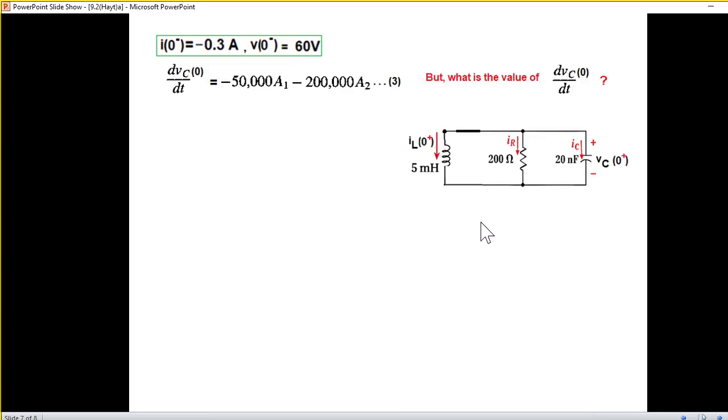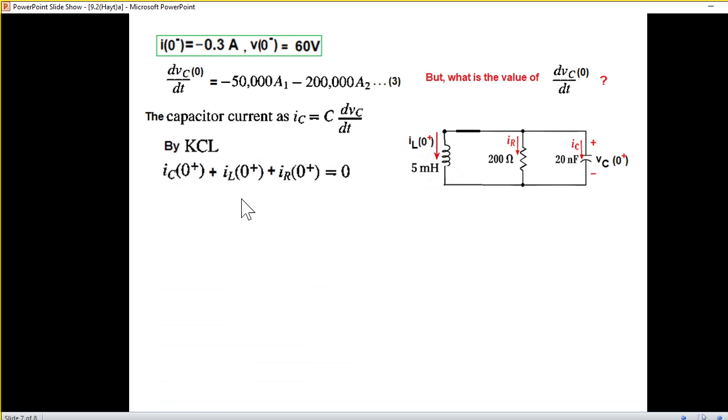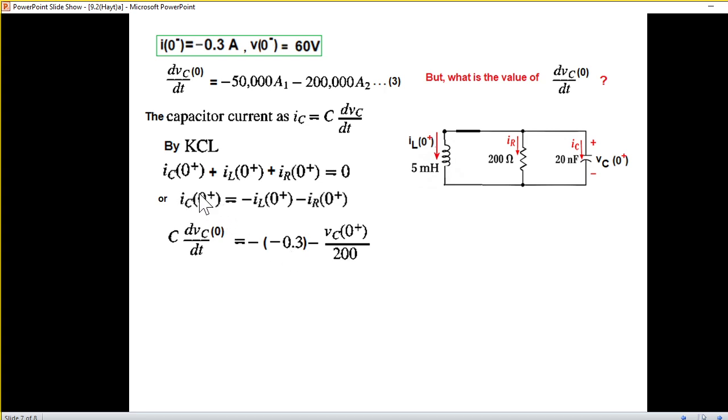Okay, this is our circuit. We need to find this, up to this point we are here. So we know one thing, that the current through the capacitor can be written as C dVc/dt. So if we apply the KCL equation to find IC, then we can find dVc/dt. Let's see, all three currents going out from, let's say this is the node, so going out, going out, going out. So IC(0+) plus IL(0+) plus IR(0+) equals 0. We are interested in IC, so we keep that on the left and move these two to the right hand side.